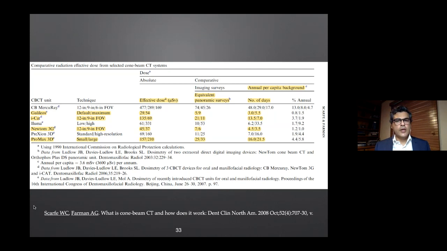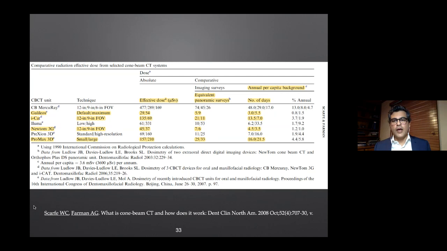As you can see, for Galileos it could be anywhere from 29 to 54 microsieverts. In ICAT, it could be 135 to 69. In Newton, 45 to 37, and PlanMeca Promax, 157 to 210. And then there's a comparison with equivalent panoramic. A scan taken with maximum FOV, maximum dose, which is 54 microsievert for Galileos, is equal to 9 panoramic radiographs, and it is equal to about 5.5 days of equivalent background radiation.